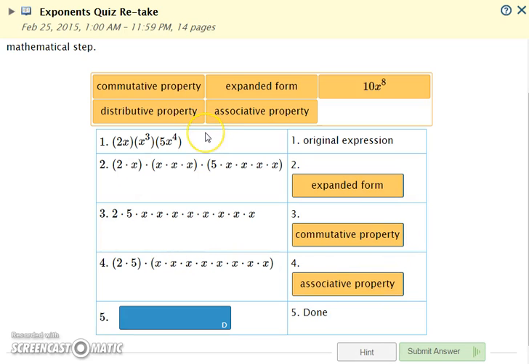And then what was the point of this? This was a proof that in this expression, you could add the exponents 1, 3, and 4 to make 8. So that's what I've got right here. So if you multiply the numbers in front, 2 times 5 gives you 10, and then 1 x here, 3 x's here, and 4 x's here is a total of 8.